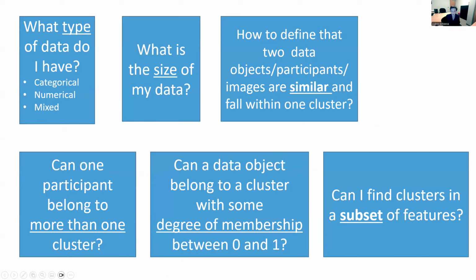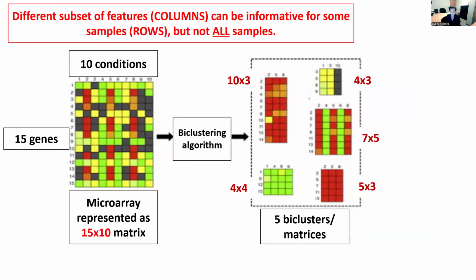So next, is it possible to find clusters in a subset of features? Yes, and it can be done with simultaneous clustering of the rows and columns of your matrix. I'm moving to the last part, biclustering. The main idea is that different subsets of features or columns can be informative for some rows, but not all.